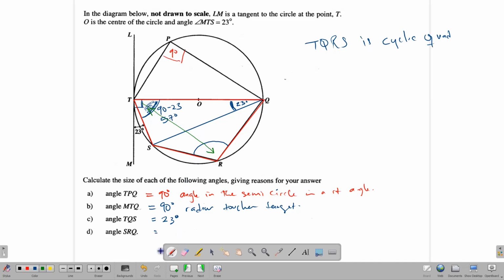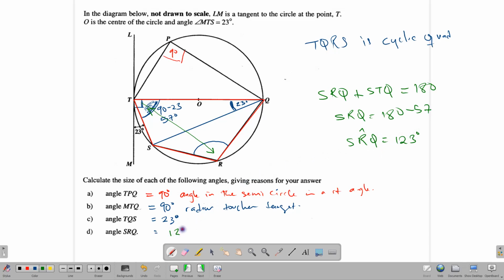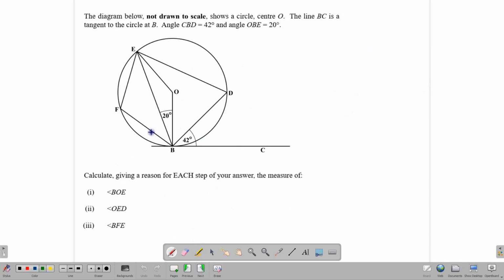So we know now that angle SRQ, which we need, plus angle STQ, when we add them, we get 180 degrees. And we know that this one here is 57. So SRQ is equal to 180 minus 57. And that gives us the size of SRQ, which is equal to 123 degrees. All right, so we have it, 123 degrees. Moving on. Here we have another diagram.